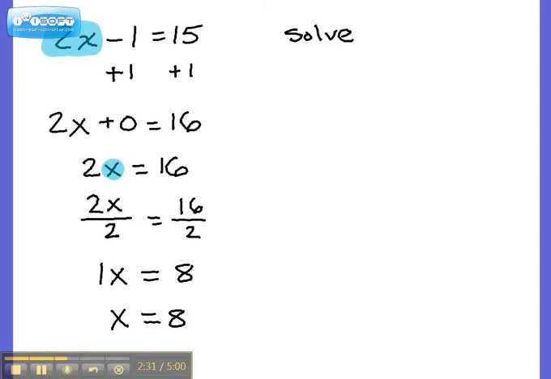Let's take a look at another one here. Let's say I have x over 4 minus 1 is equal to negative 5. I'm making up numbers as we go. Alright, same thing here. I want to try to get the term with the variable all by itself first.